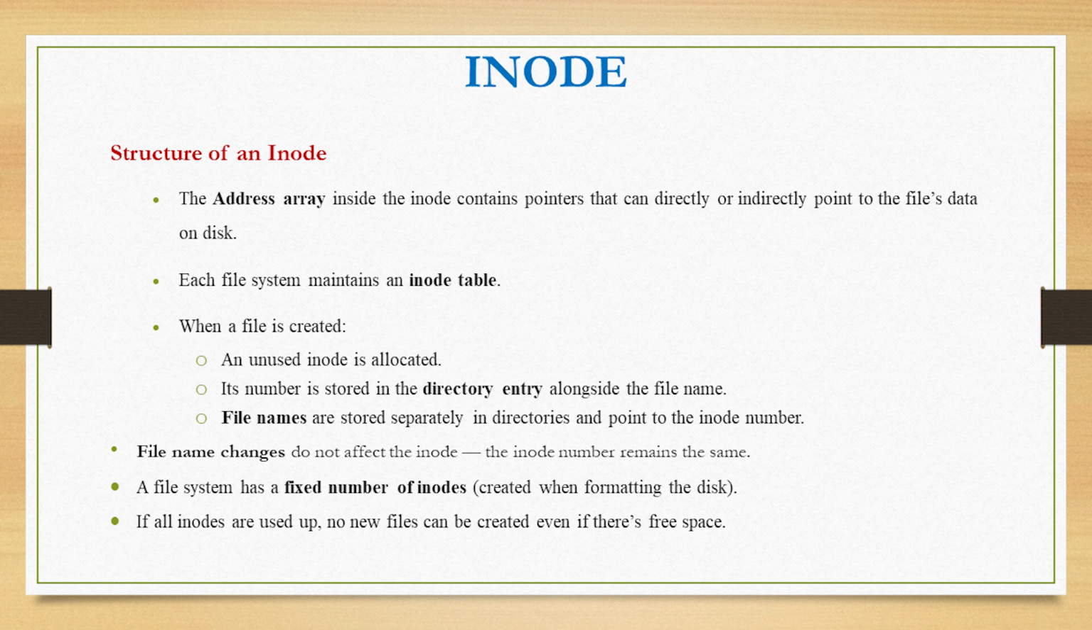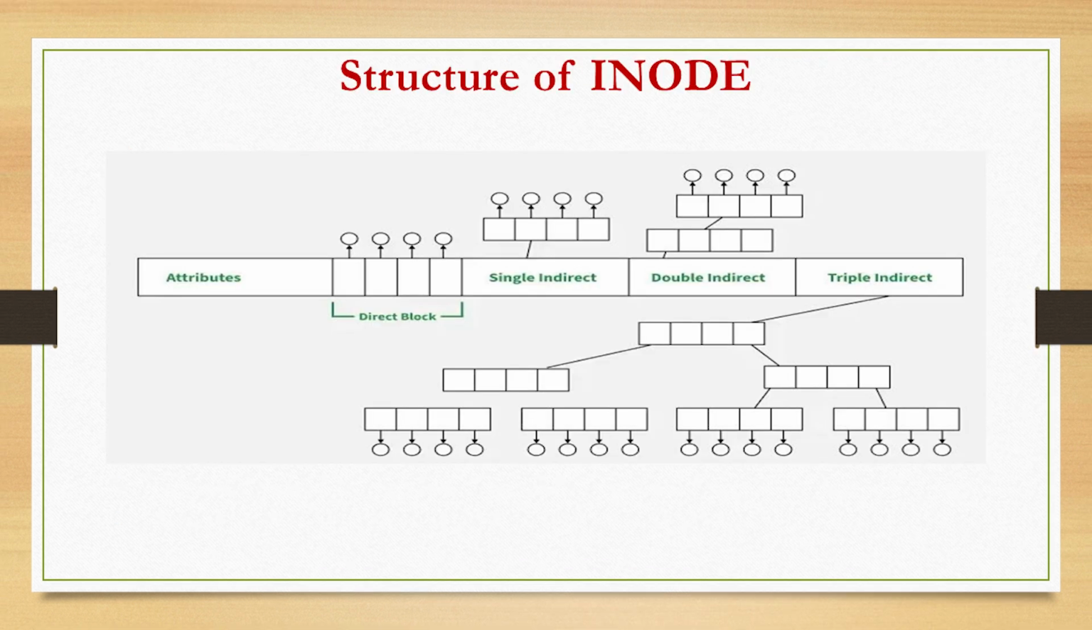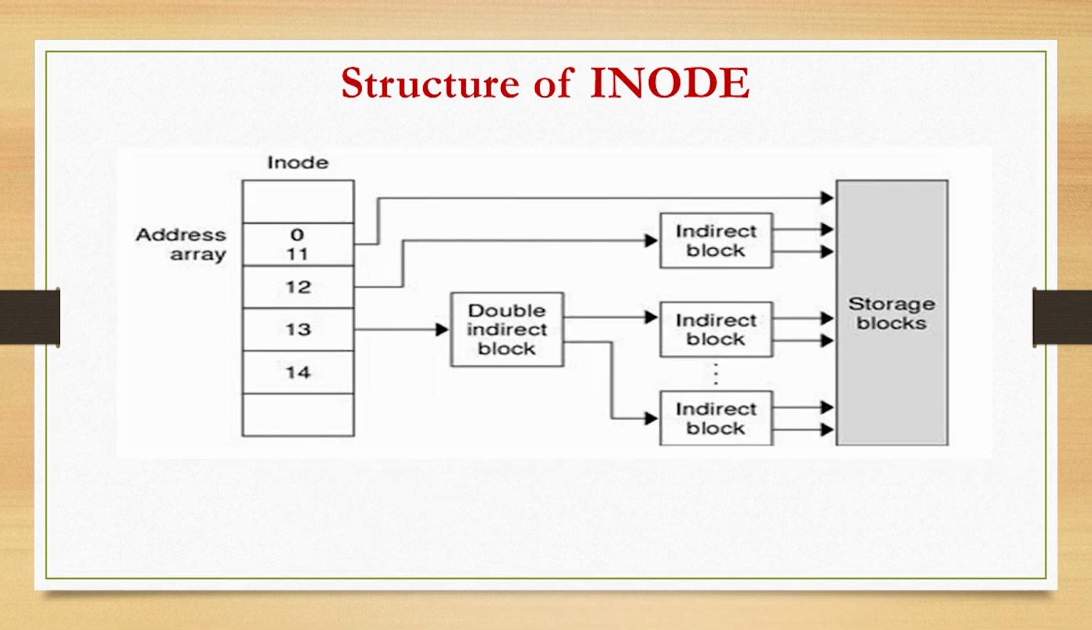The file names are stored separately in the directory and point to the inode number. File name changes do not affect the inode; the inode number remains the same. A file system has a fixed number of inodes. If all inodes are used, no new files can be created even if there is free space. So this is the structure of the inode, and next is the detailed structure of the inode.